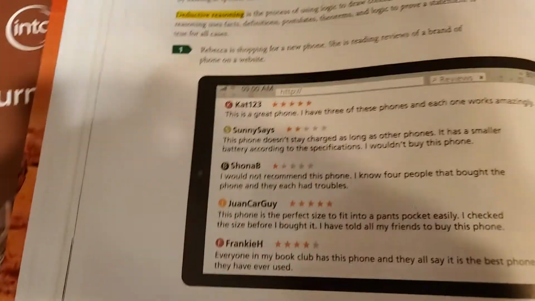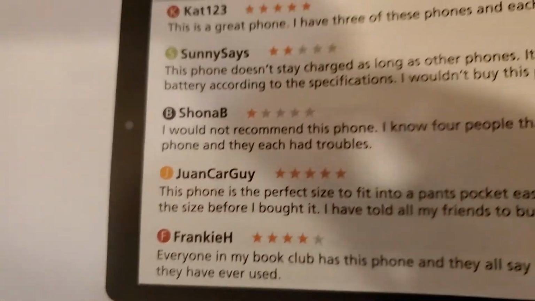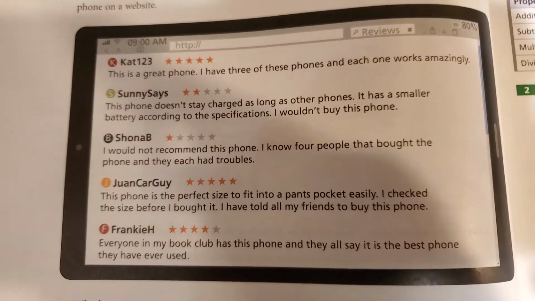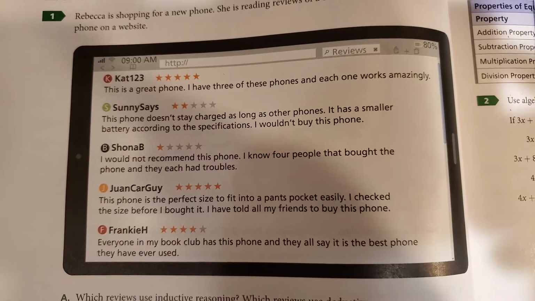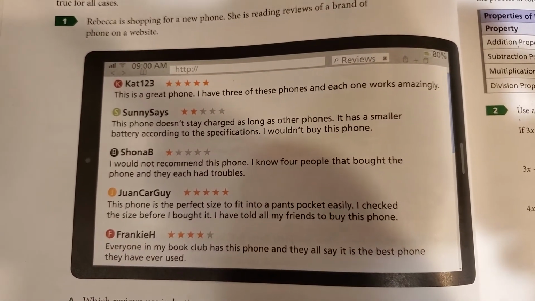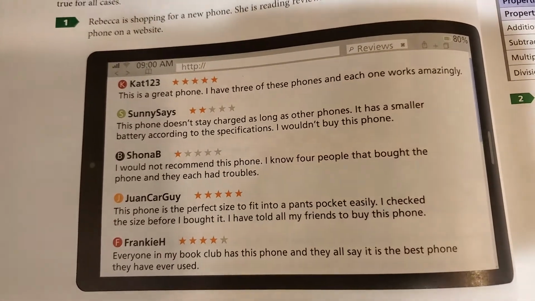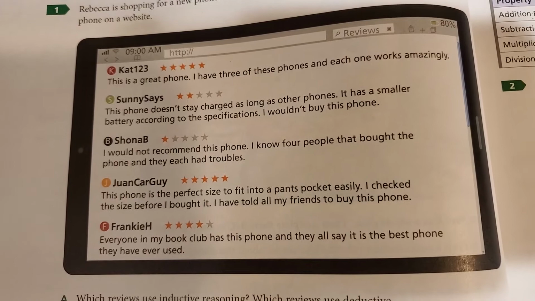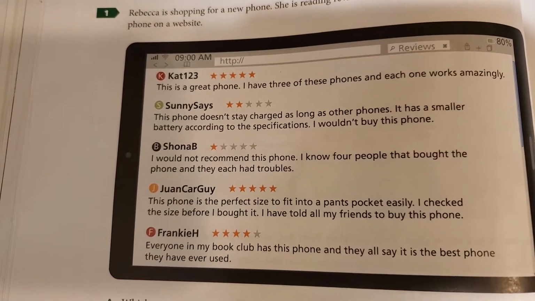Just to get a little practice, I want to take a look at an example out of your textbook. This is on page 48 in your textbook. It has this example of Rebecca, who is shopping for a new phone, and she's looking through all the reviews that people wrote. So I want to take a look at each of these reviews and determine if each is inductive or deductive reasoning.